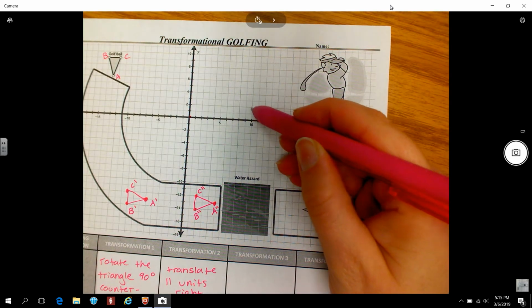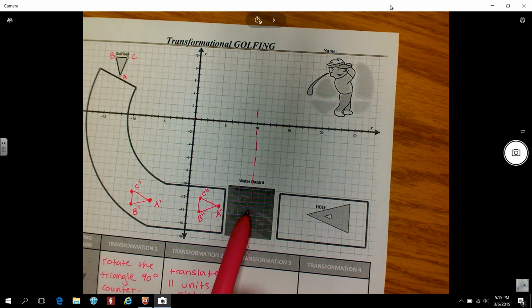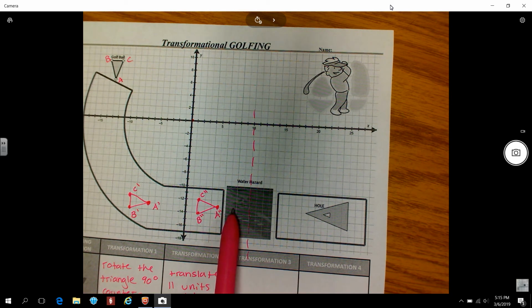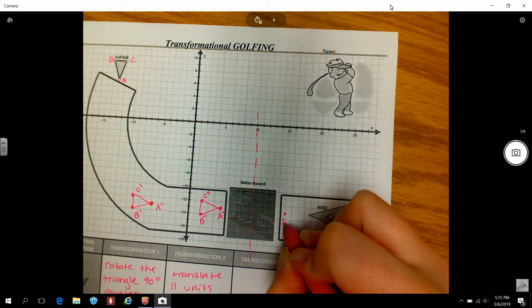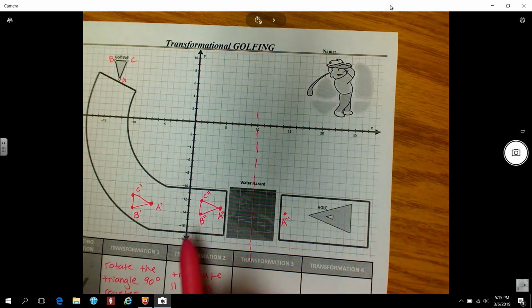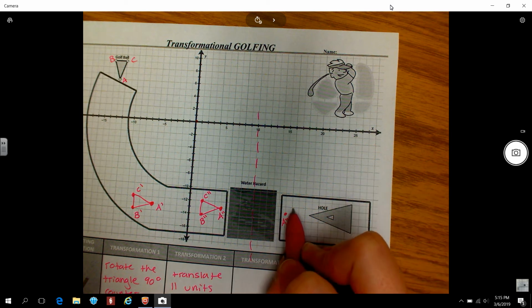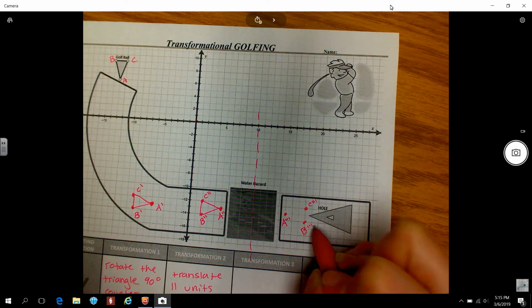So I decided to go halfway through the water hazard, because if I figure out how far away I am from that side, I'll be the same distance away from the other side. And I think it's 5. 1, 2, 3, 4, 5. Yeah, 5 away, so I'll be 5 away on the other side. 1, 2, 3, 4, 5 for A triple prime. For C, I'm 5, 6, 7, 8. So 5, 6, 7, 8. C triple prime. And B triple prime.